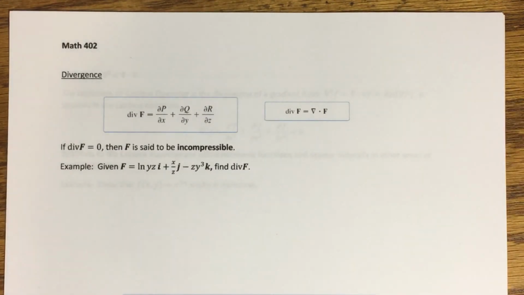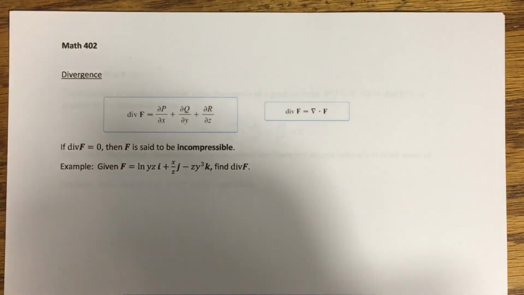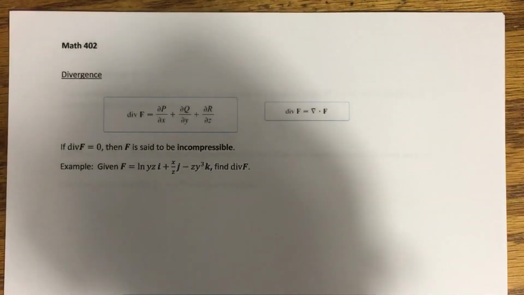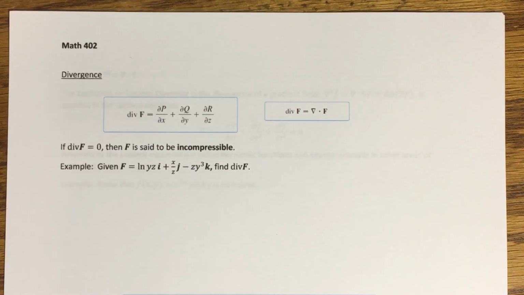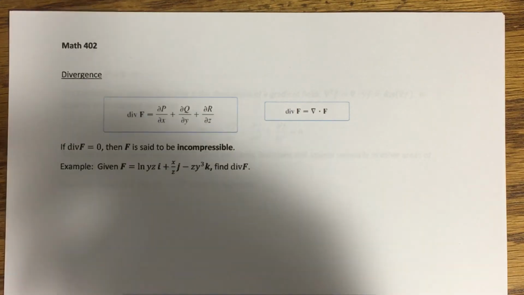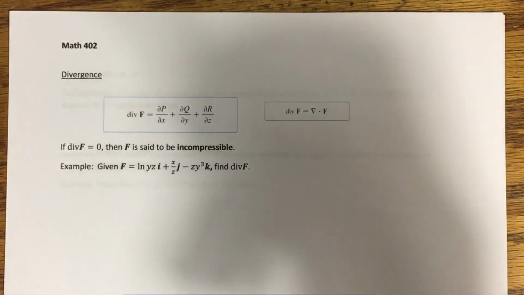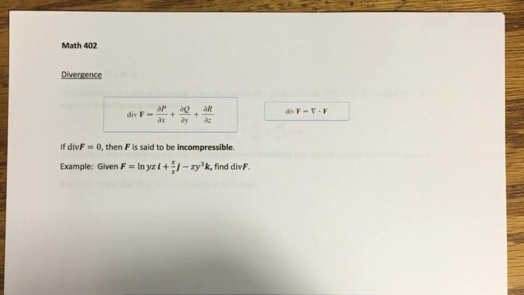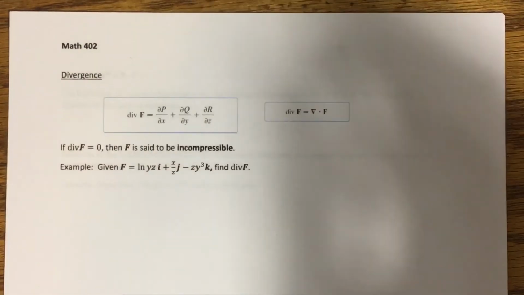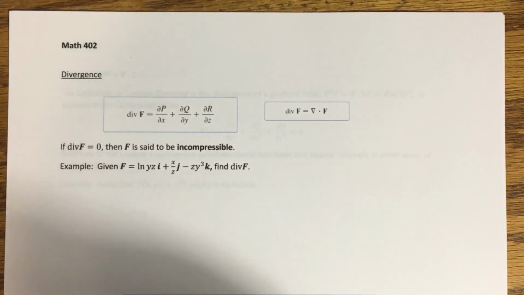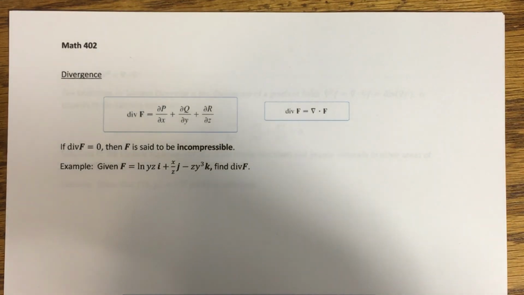In the previous video, I talked about how curl represents a tendency of a fluid represented by the vector field you're taking the curl of to rotate about the axis aligned with the vector that you get from the curl at a particular point. So we think about it in terms of fluid dynamics and the tendency of a fluid to rotate about an axis. Divergence is also a concept that relates to the idea of a vector field representing a fluid.